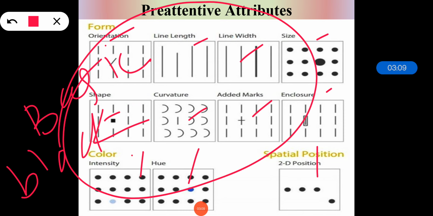Because of all these things, the preattentive attributes are called the basic building blocks of the visualization process, because just by looking at them, our normal eye can catch things that can be easily described or discussed. So this was all about the preattentive attributes.